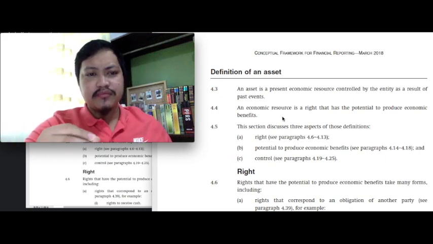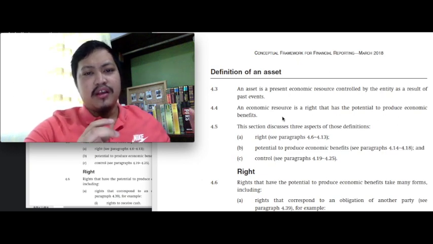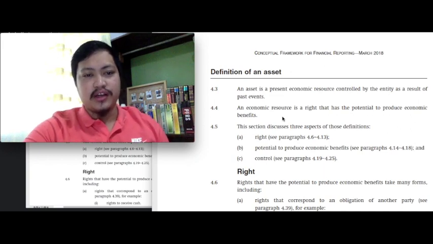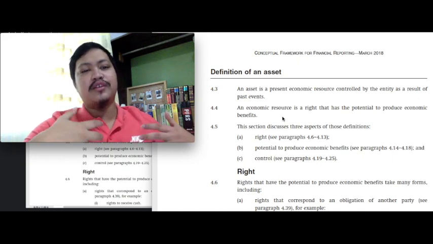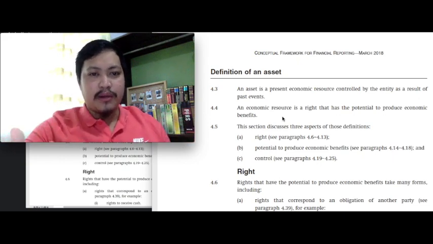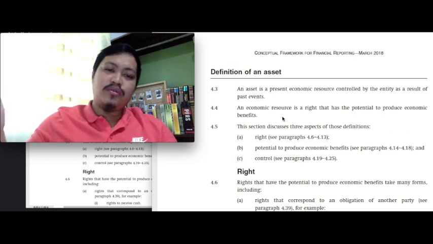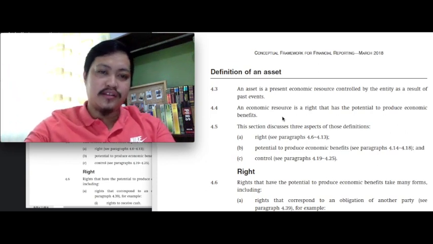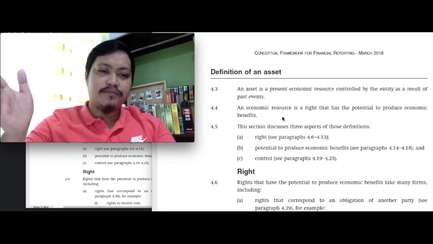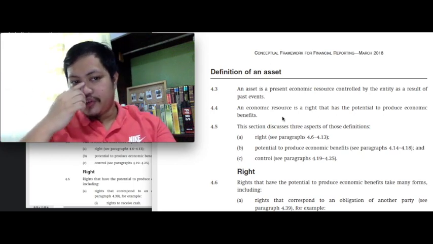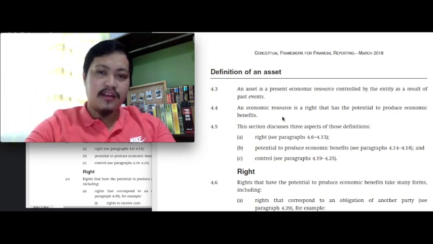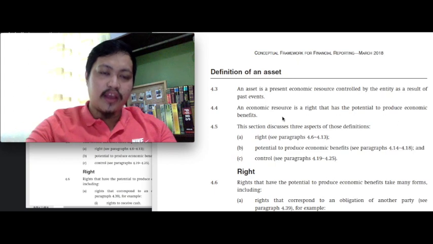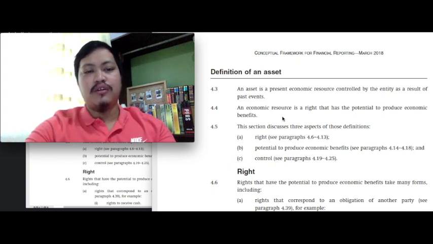And besides, I cannot emphasize this enough. Our discussion, our learning of the conceptual framework, class, is more on, again, to develop the correct mindset, is for us to be able to obtain the proper faculties, for us to be able to have better appreciation of the standards. Okay? The framework, class, even with the admission of the International Accounting Standards Board, is more for the use of the standard setting body in the creation or in the drafting of new standards.